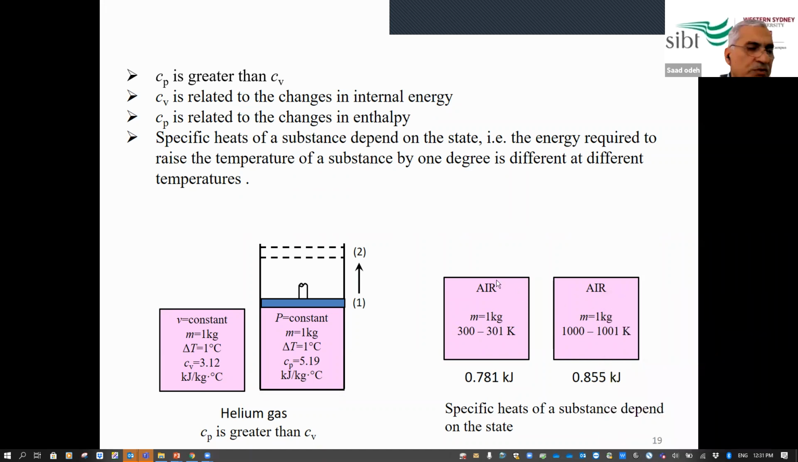All right, so let me go quickly. So now we know that the ratio between CP and CV, we always call it K. So K is CP by CV.